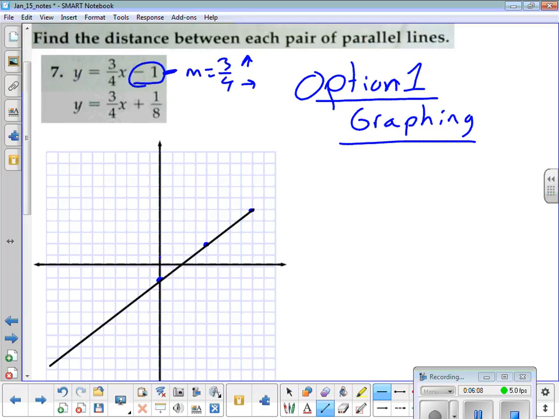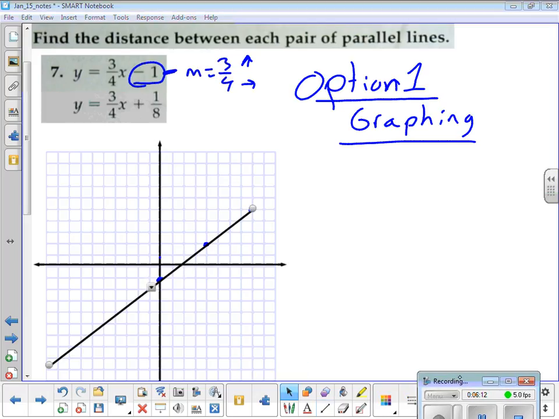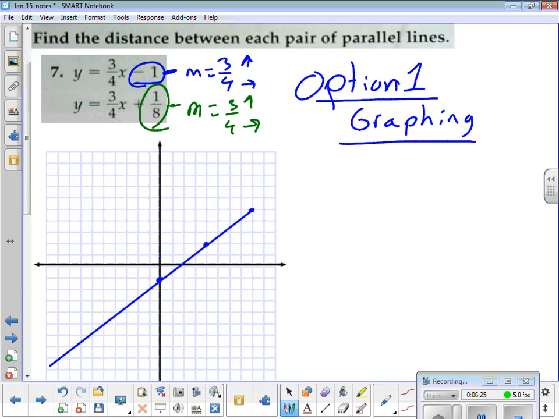Got it. Piece of cake. Easy. Make that a blue line. Okay, so now let's graph the other one. We're going to do it in green. So, again, I have a slope of 3/4, which means up 3 and over 4, from my y-intercept of 1/8.